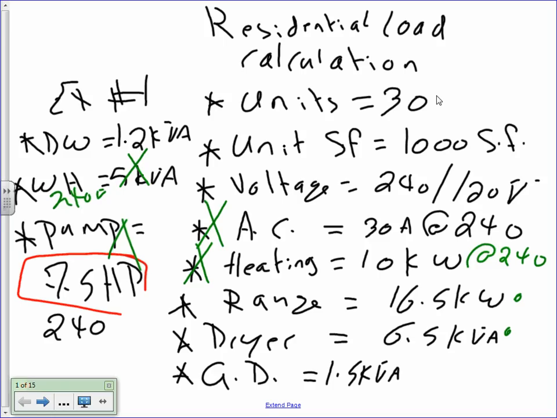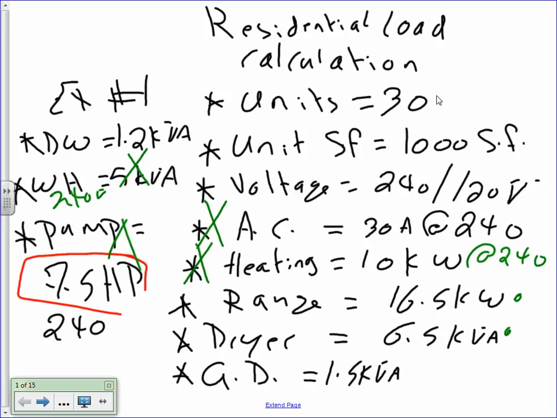Okay, here's the apartment that we have. Typical apartments. Carrie's not here today, but they work on an apartment building, residential load calculation. We have 30 units. You guys have a copy of it. It's a 30-unit apartment building. The square foot of each unit is 1,000. The voltage that I'm feeding this is 240/120. Each apartment has an AC unit, 30 amps at 240.